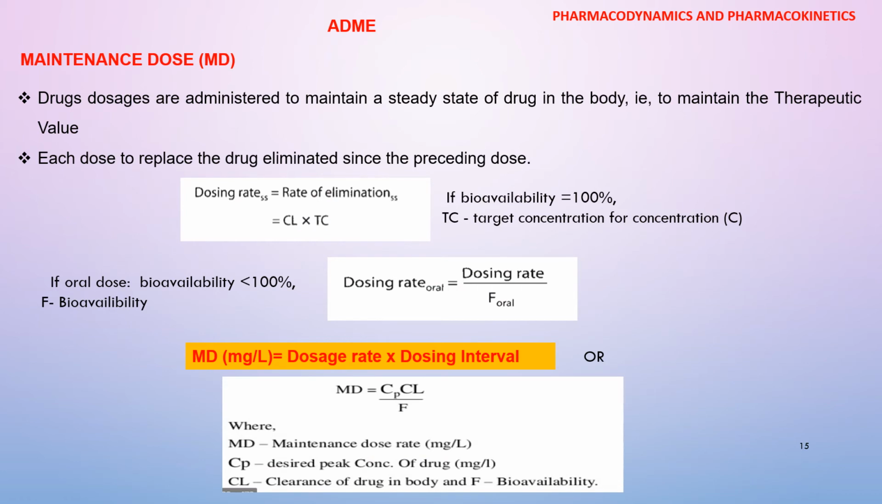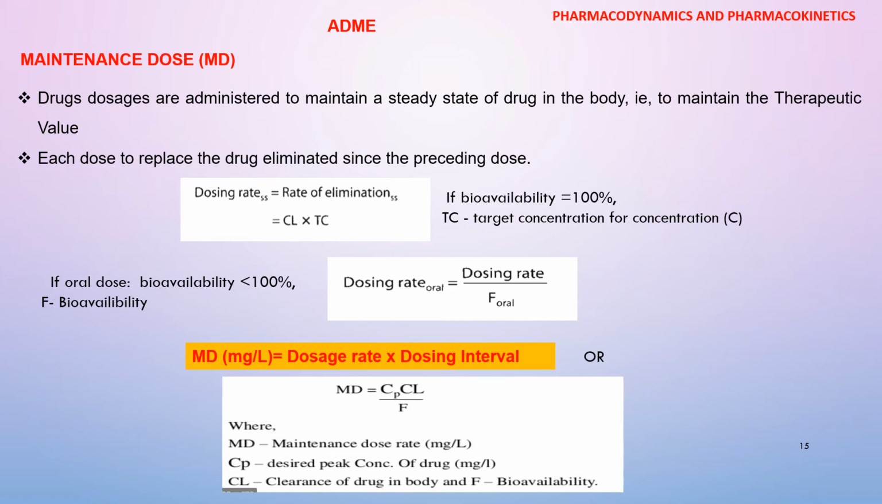To maintain the therapeutic index of a drug, the concentration of the drug should be maintained in the body. This is done by administering a definite dosage of the drug at regular intervals. This is referred to as maintenance dose. In case of drugs which have 100% bioavailability, as in case of IV route of administration, the dose rate should be equal to the rate of elimination of the drug.